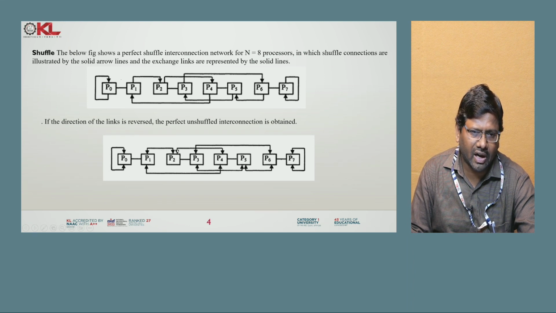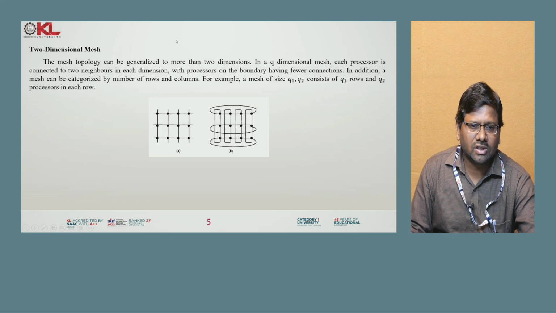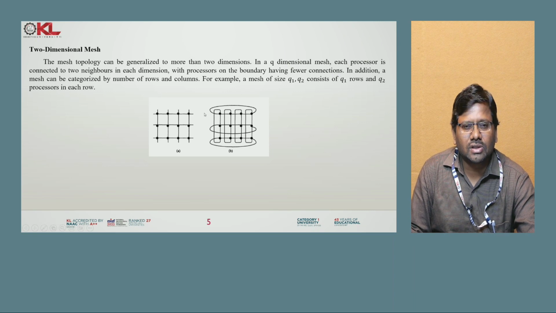There are bidirectional arrows that indicate unshuffled interconnections. If you are going to approach this kind of thing, bidirectional arrows. Next, two dimensional mesh. A number of processors are there, and these processors are connected in a certain linear fashion. We could call them a two dimensional mesh. The mesh topology can be generalized beyond two dimensions.